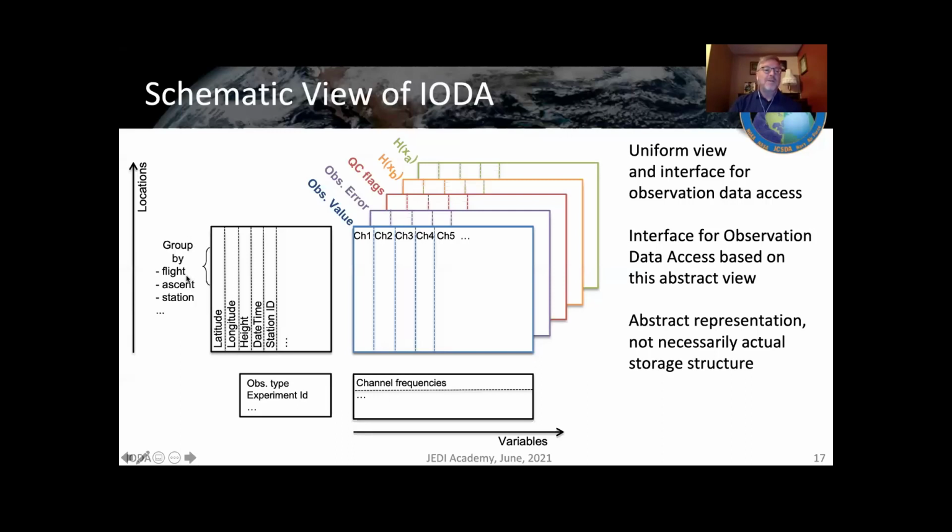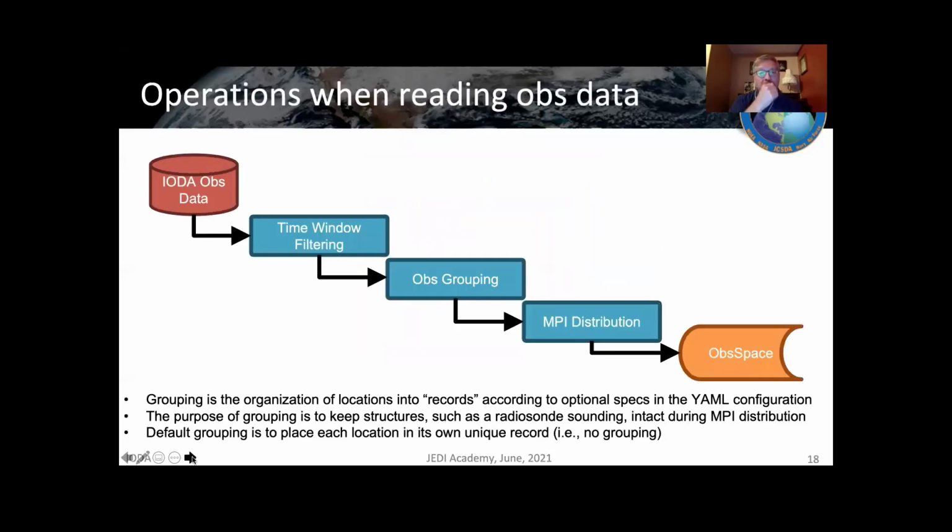And then we can also group different locations by station ID or ascent or flight and things like that. And I'll describe that a little more later on. So when we're reading observation data, there are a few operations that IODA will perform. The first thing it does is time window filtering in between the DA window that you're working on. Say you're going to do a 6-hour analysis period. This would filter out all the observations that are outside that period, so that you're only operating on the observations that you need for the DA flow.